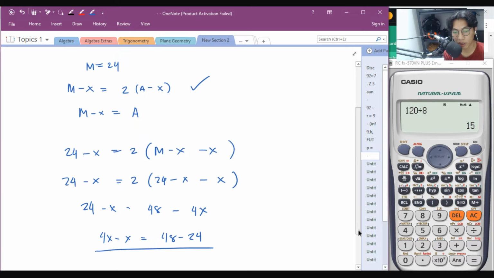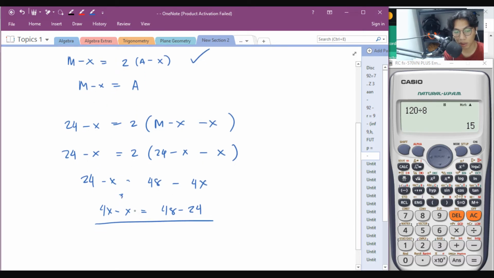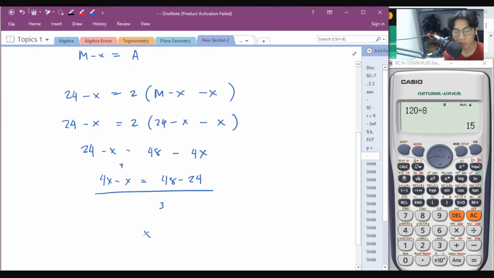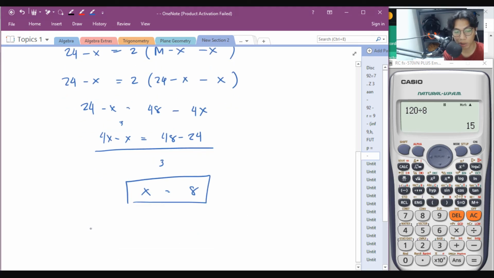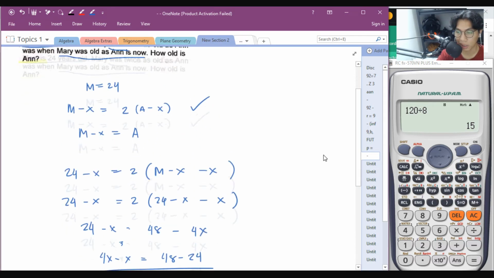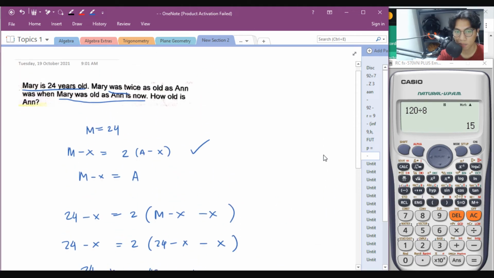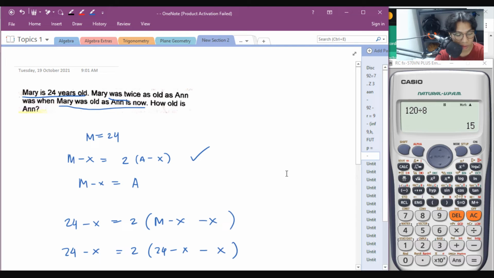Divide natin by 4, bali 3x equal to 24, so x will be equal to 8. Okay? Yan yung ibabawas mong edad in order for you to find yung edad ni Ann. Ann is Mary minus x. So, Mary, that is 24 minus 8. So, Ann now is 16 years old. Very basic. Okay? Very basic po yan. Yan po yung age problem ni Mary at ni Ann. Pag sinabing was, laging 16. Kapag sinabing is, lagi yung 18.